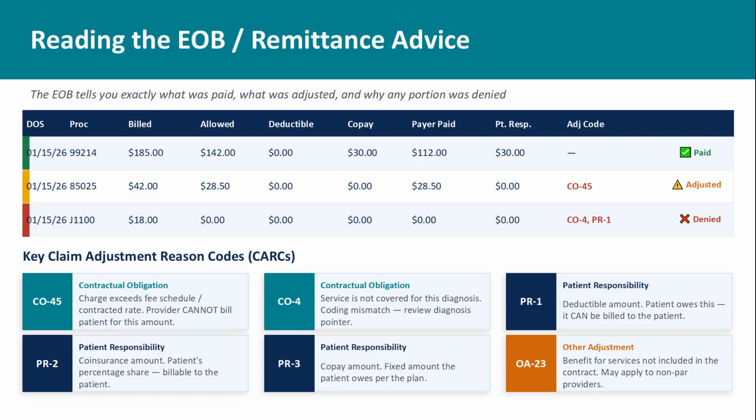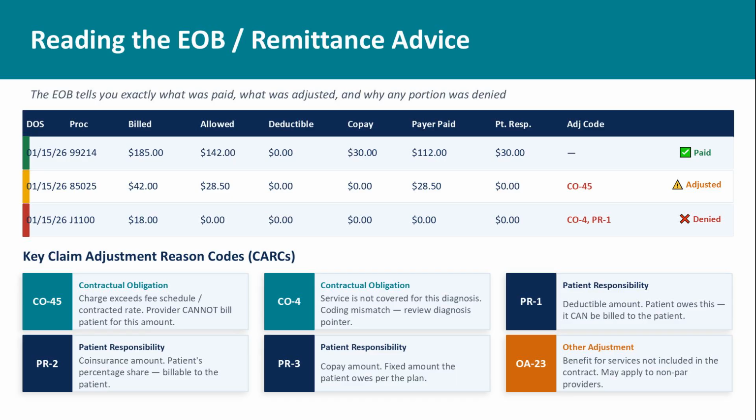Line 2, CPT 85025, a complete blood count. The provider billed $42. The allowed amount is $28.50. There's no patient responsibility. The payer paid $28.50. The adjustment code is CO45. CO45 means charge exceeds the contracted rate. The difference between $42 billed and $28.50 allowed, that $13.50, is written off. The provider cannot bill the patient for it. That's a contractual obligation adjustment. This is normal. It happens on virtually every claim from an in-network provider.